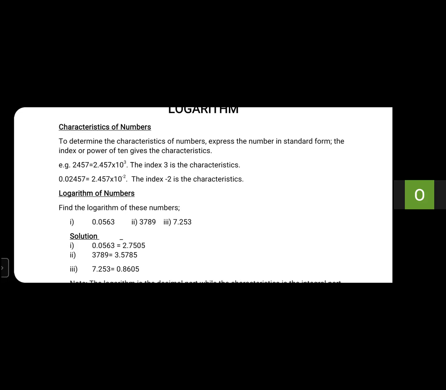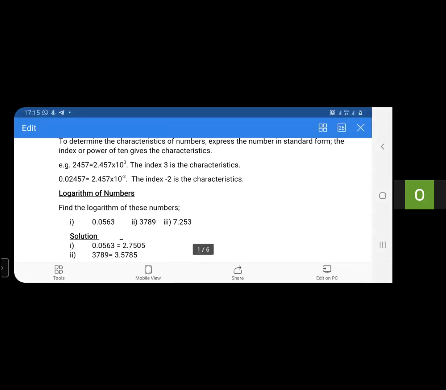But when you are moving forward, you have a negative power, a negative index. Looking at example 2, 0.02457, the decimal point moved from after the first 0 to after 2, looking at what we wrote as our standard form, 2.457. You moved the decimal point forward. So when you move your decimal point forward, you have 10 raised to the power of minus 2, a negative power.